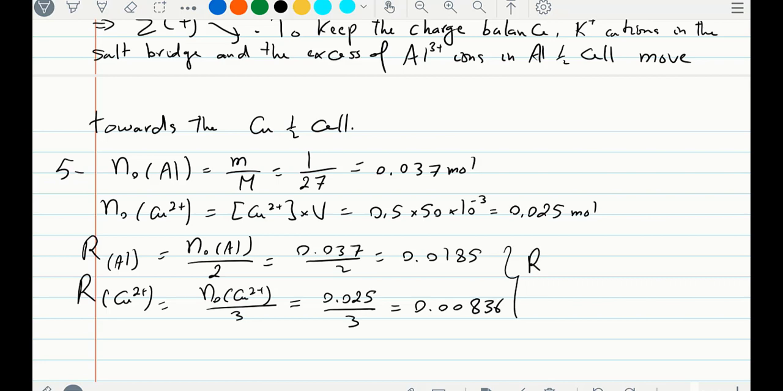We compare the two ratios, we find that the ratio of Cu2+ is less than the ratio of Al. Therefore, Cu2+ is the limiting reactant.